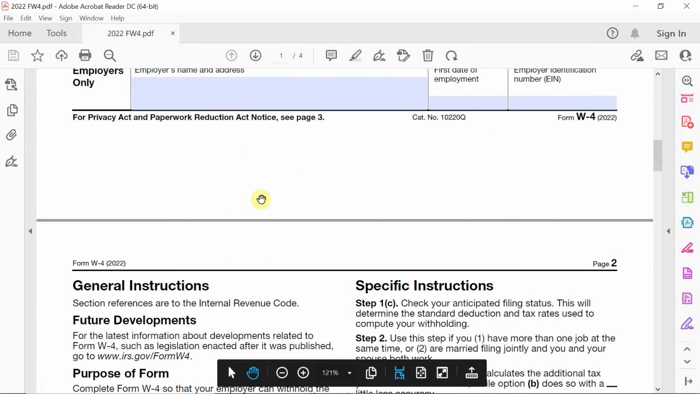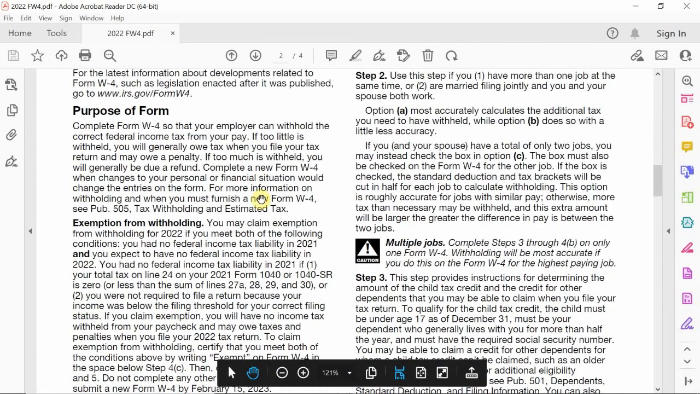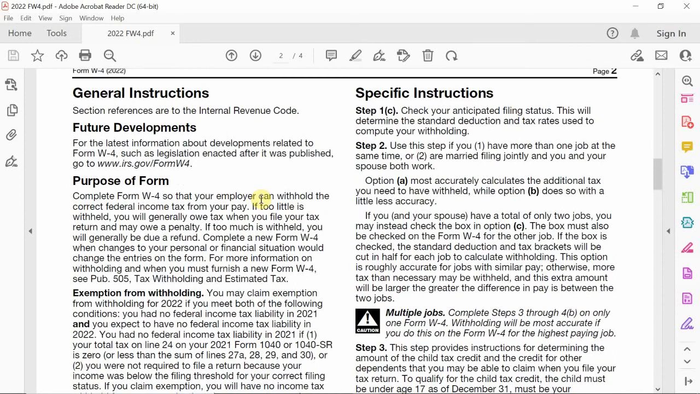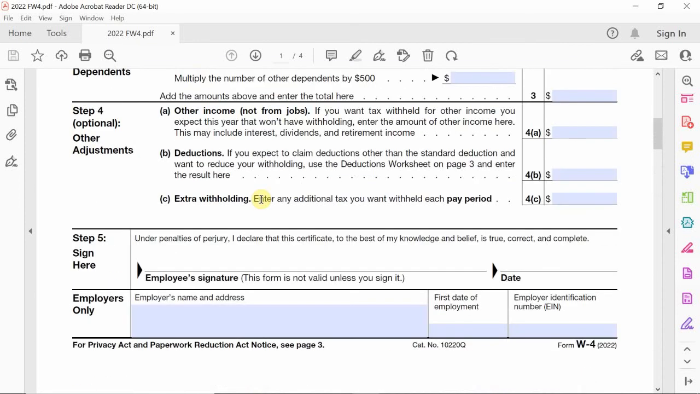So this is the new W-4 form. This changed since 2020, okay? Just because, again, with the society of everybody having the capabilities of having multiple jobs, right? So that's why they changed it since then, okay? And this is before the pandemic, okay?